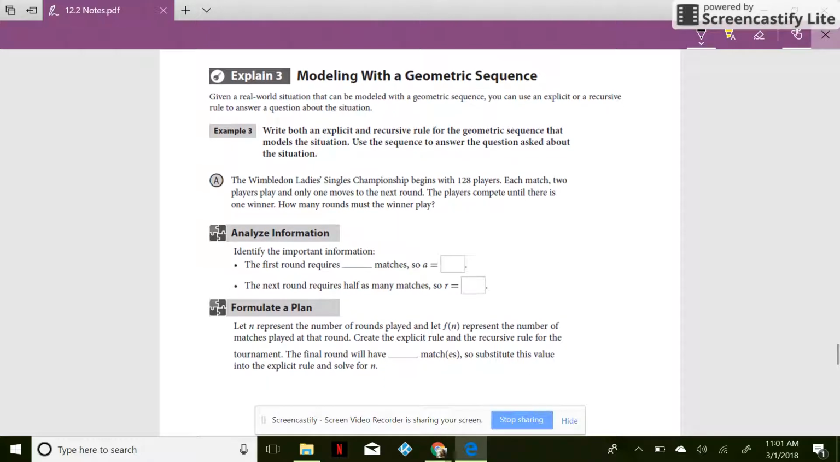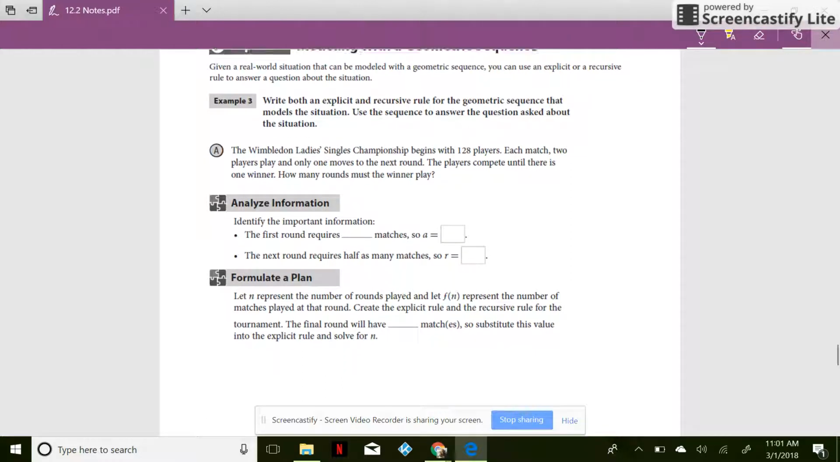We can do some more modeling, this time with geometric sequences. The Wimbledon Ladies Singles Championship begins with 128 players. Each match, 2 players play and only one moves to the next round. The winners compete until there's one winner. How many rounds must the winner play?